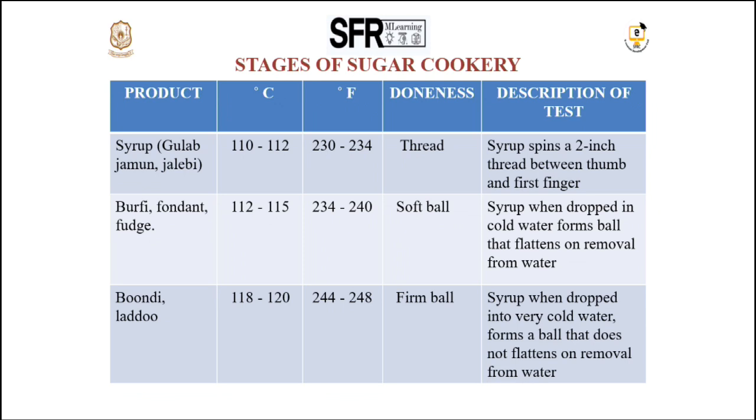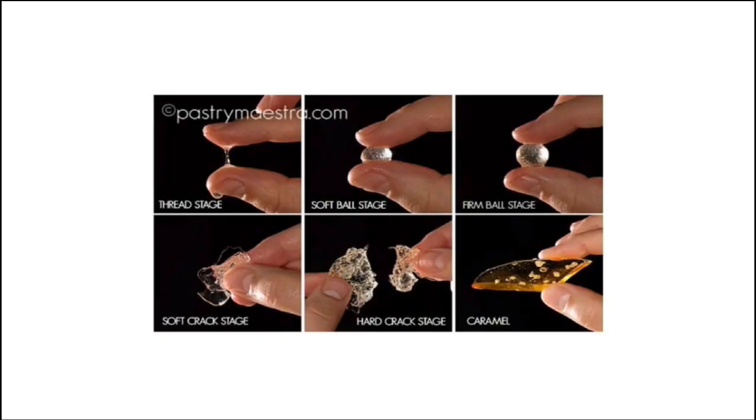The last of these first three is 118 to 120 degrees Celsius, which is the firm ball stage, which helps to make products like boondi and laddu. In this stage, when we put the syrup in cold water, it forms a ball shape and doesn't flatten on removal from the water. These are the pictorial representations of the thread stage, the soft ball stage and the firm ball stage, then soft crack and hard crack, and the last one is caramel.